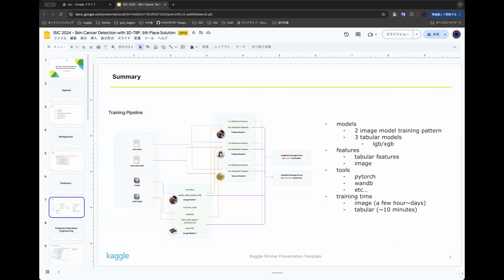Our team took on these challenges and approached the problem in an efficient way, which I'll be explaining in detail throughout this presentation. In the end, we finished fifth and won a gold medal. I'm looking forward to walking you through our solution and the key steps that led to our success.